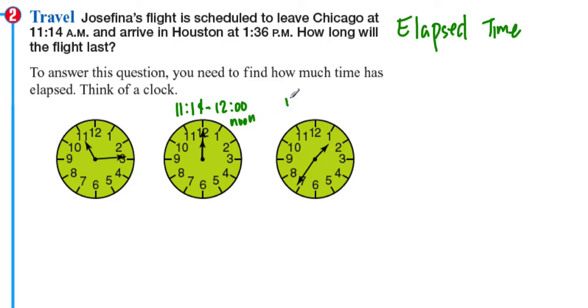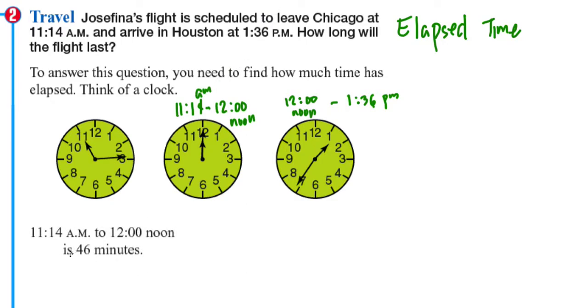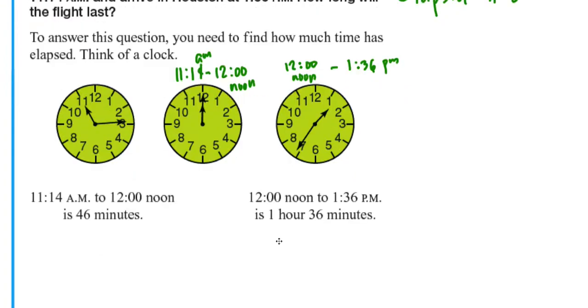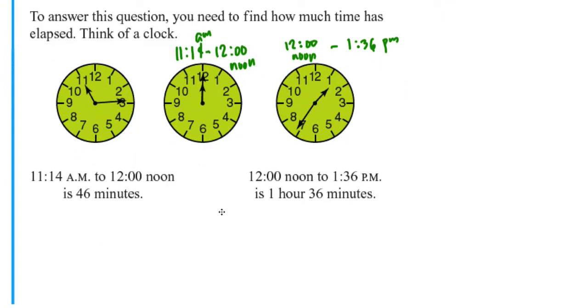And from 12 noon to 1:36 p.m. This is a.m. And that's what we want to find out. So 11:14 a.m. to 12 noon is 46 minutes. So we know that. And from 12 noon to 1:36, it is logically 1 hour and 36 minutes as well.